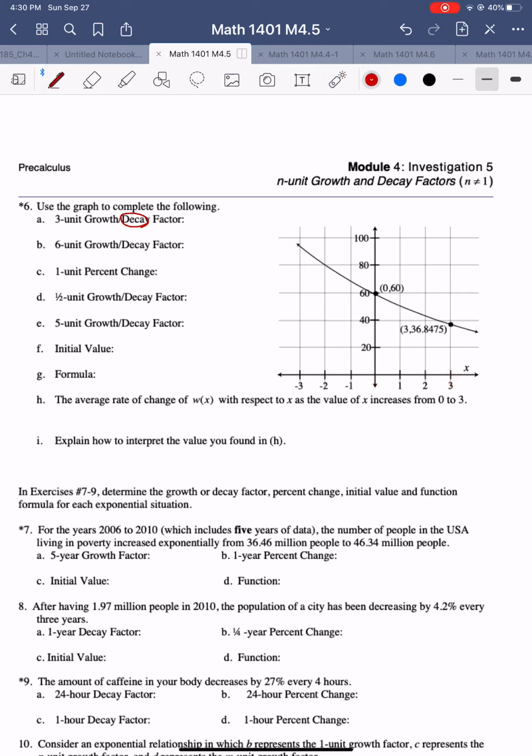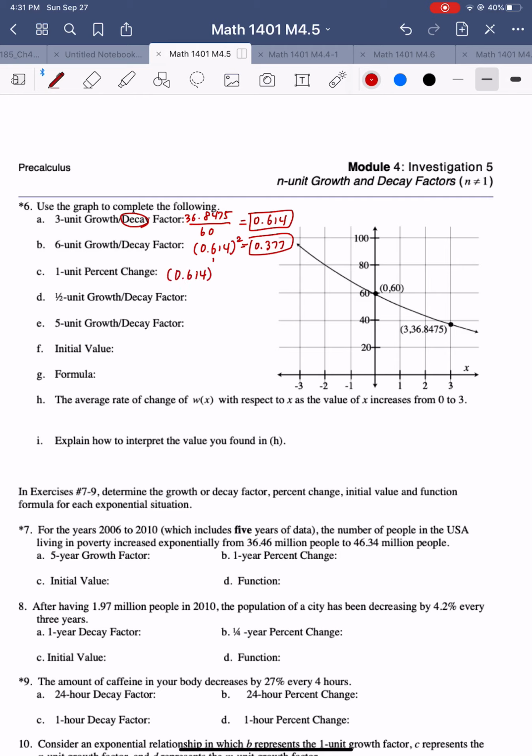Okay, so 3 units. So what I do is find the y value, which is 36.8475 divided by 60, which is 0.614, the 3 unit growth factor, the decay factor. So now 60 is twice the 3, right? So 0.614, make it twice. I got 0.377. And then the 1 unit growth factor, use the 3 units, so 0.614.